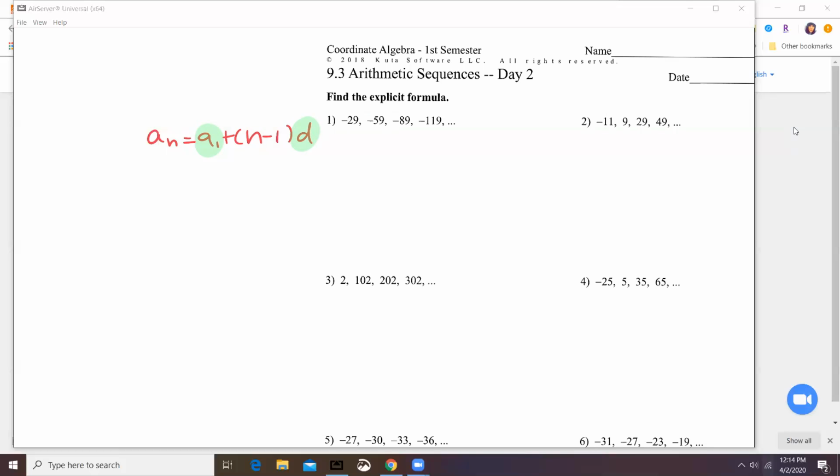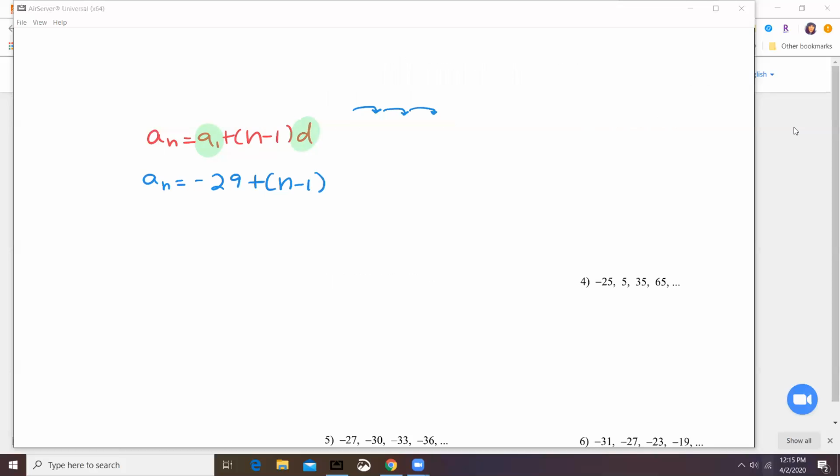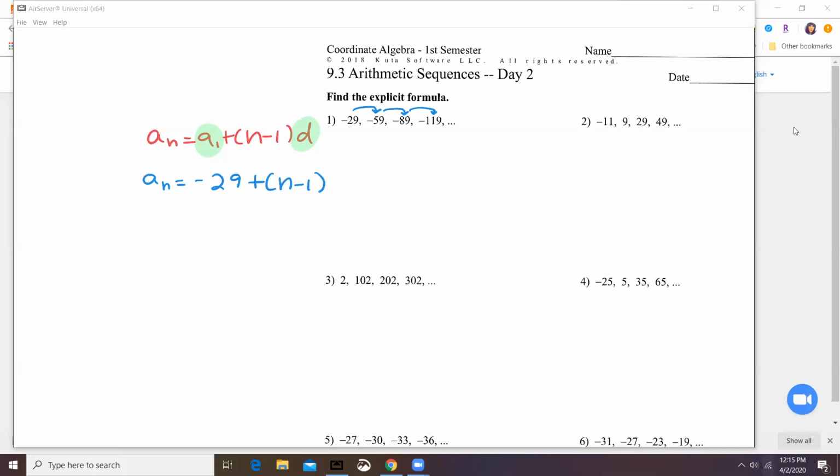Wouldn't it be negative 29? Yep. Okay. So again, we're going to leave the n alone, right? So I'm going to say negative 29 plus n minus 1. And then what's d? What's the common difference here? Meaning, what are we doing each time? Adding 28, I think. You're super close. We're not adding, we're subtracting because see how the numbers are going down? I know it looks like they're going up, but they're really going further. So you're subtracting 30 each time.